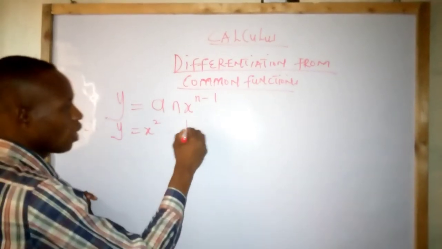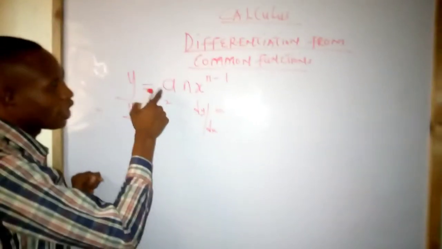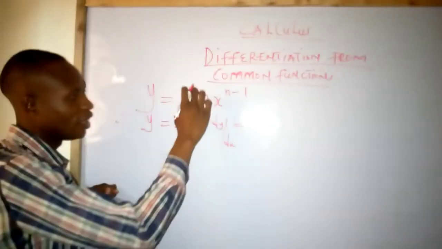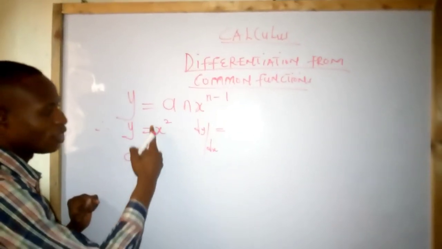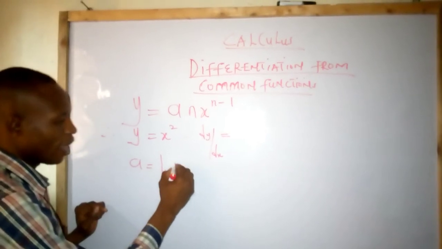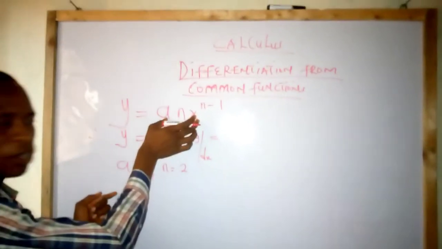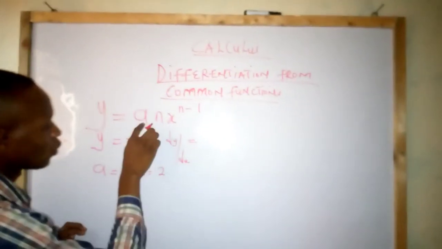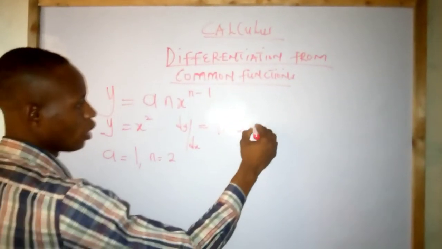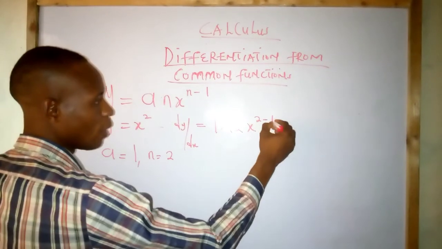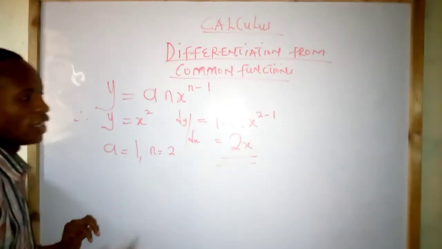So dy/dx of this is equal to, if you use this formula, we need to generate some parameters. Like I said, a and n are constants. My a in this case is simply the coefficient of x squared, which is 1. Then my n is simply the power, which is 2. If I replace these two values back in this formula, I'm going to have dy/dx equals a, which is 1, times n, which is 2, x to the power n minus 1, which is 2 minus 1. And this simply gives you 2x. That is my dy/dx.